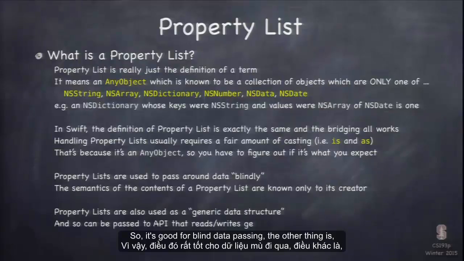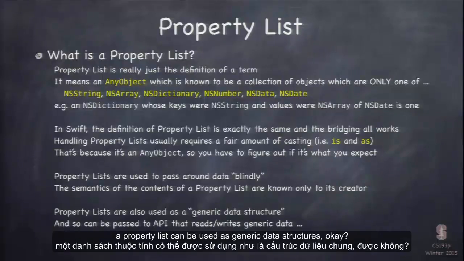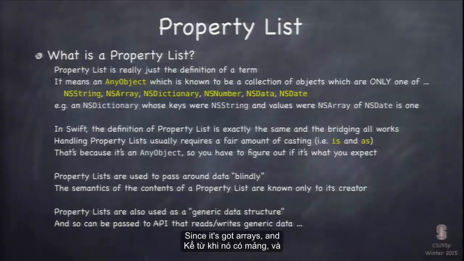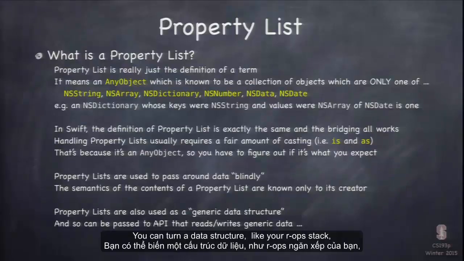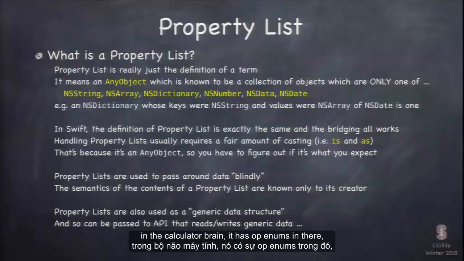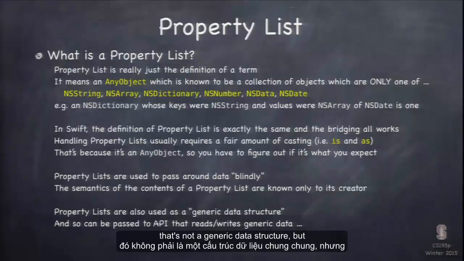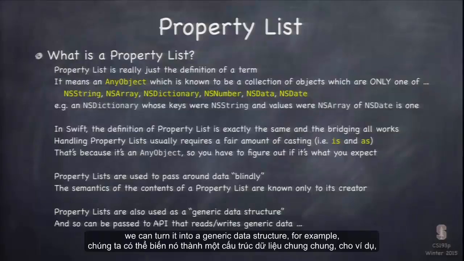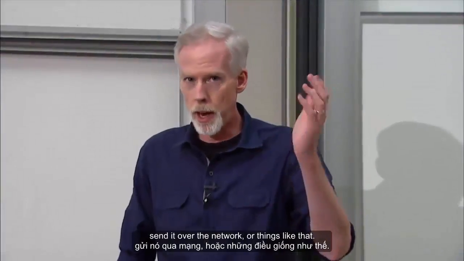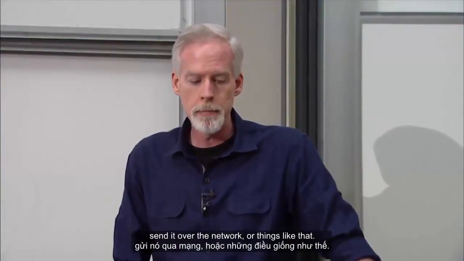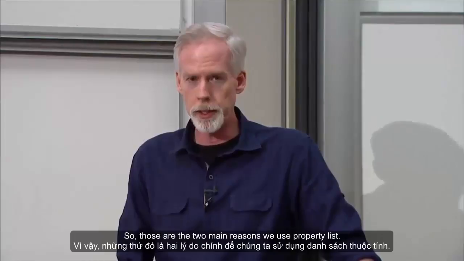The other thing is, a property list can be used as generic data structures. Since it's got arrays and dictionaries and numbers and dates and all that in there, you can turn a data structure like our op stack in the calculator brain into one. It has op enums in there. That's not a generic data structure, but we could turn it into a generic data structure, for example, and then do things with it like write it out to disk or send it over the network or things like that. So those are the 2 main reasons we use property list.